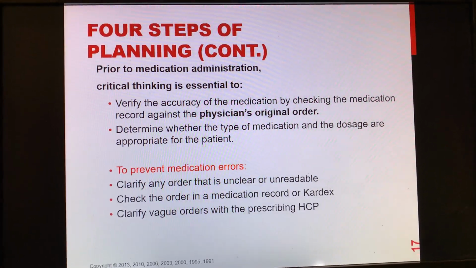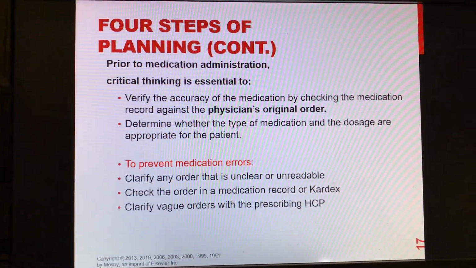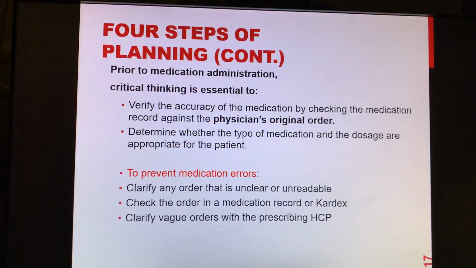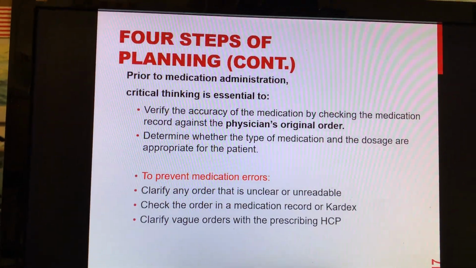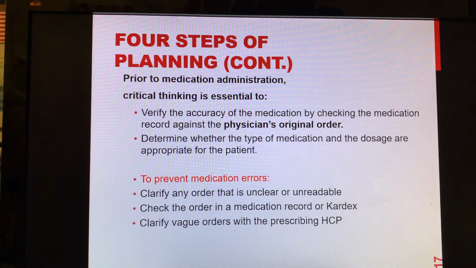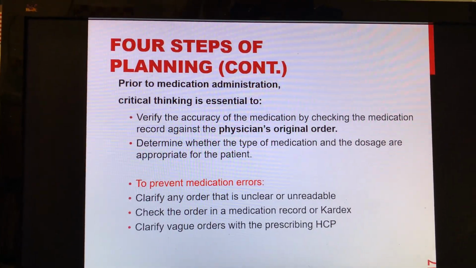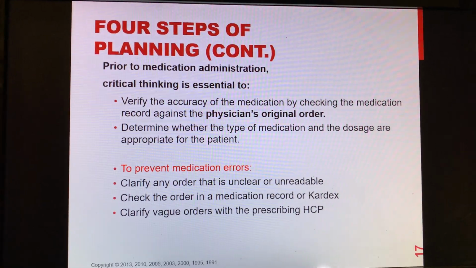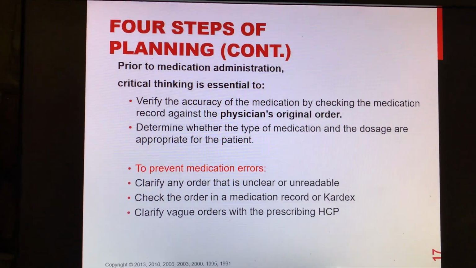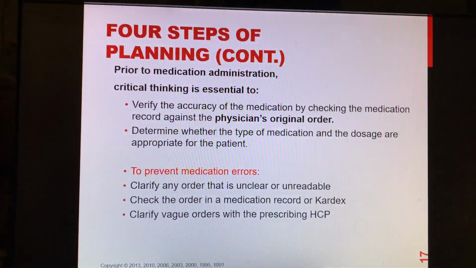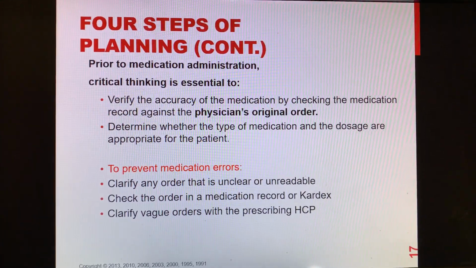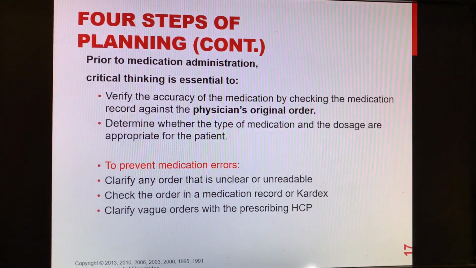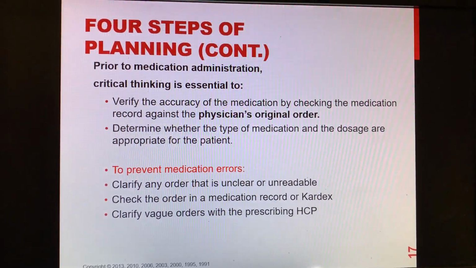There are 3 major things you need to do to prevent medication errors. You want to clarify any order that you're not really clear about or that you cannot read. You want to check that order in your medication administration record, whether it's on the computer or paper, like an old-timey Cardex. And you're going to clarify any vague orders, anything you don't understand, with the prescribing healthcare provider.